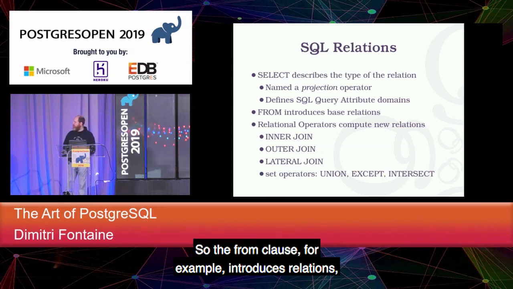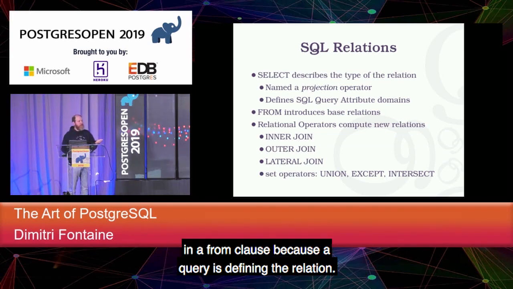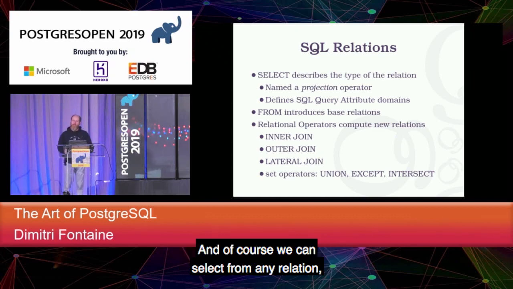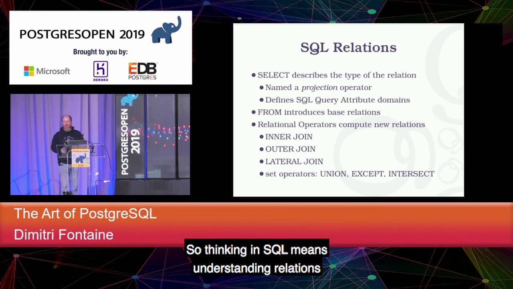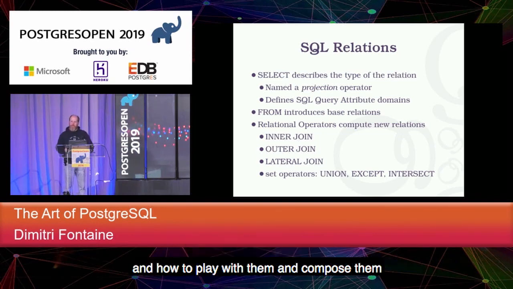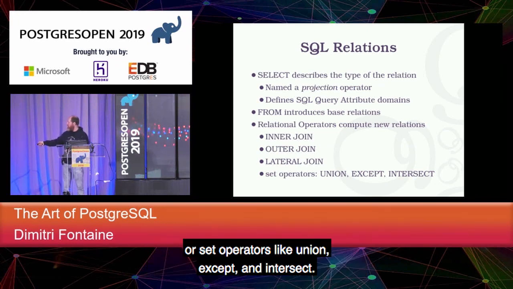So when you're writing SQL, you're composing relations to build another one. And so the from clause, for example, introduces relations, which is why you can use a subquery in a from clause, because a query is defining a relation. And of course, you can select from any relation, including a subquery. So thinking in SQL means understanding relations and how to play with them and compose them. And to compose them, you can use joins or set operators like union, except, and intersect.